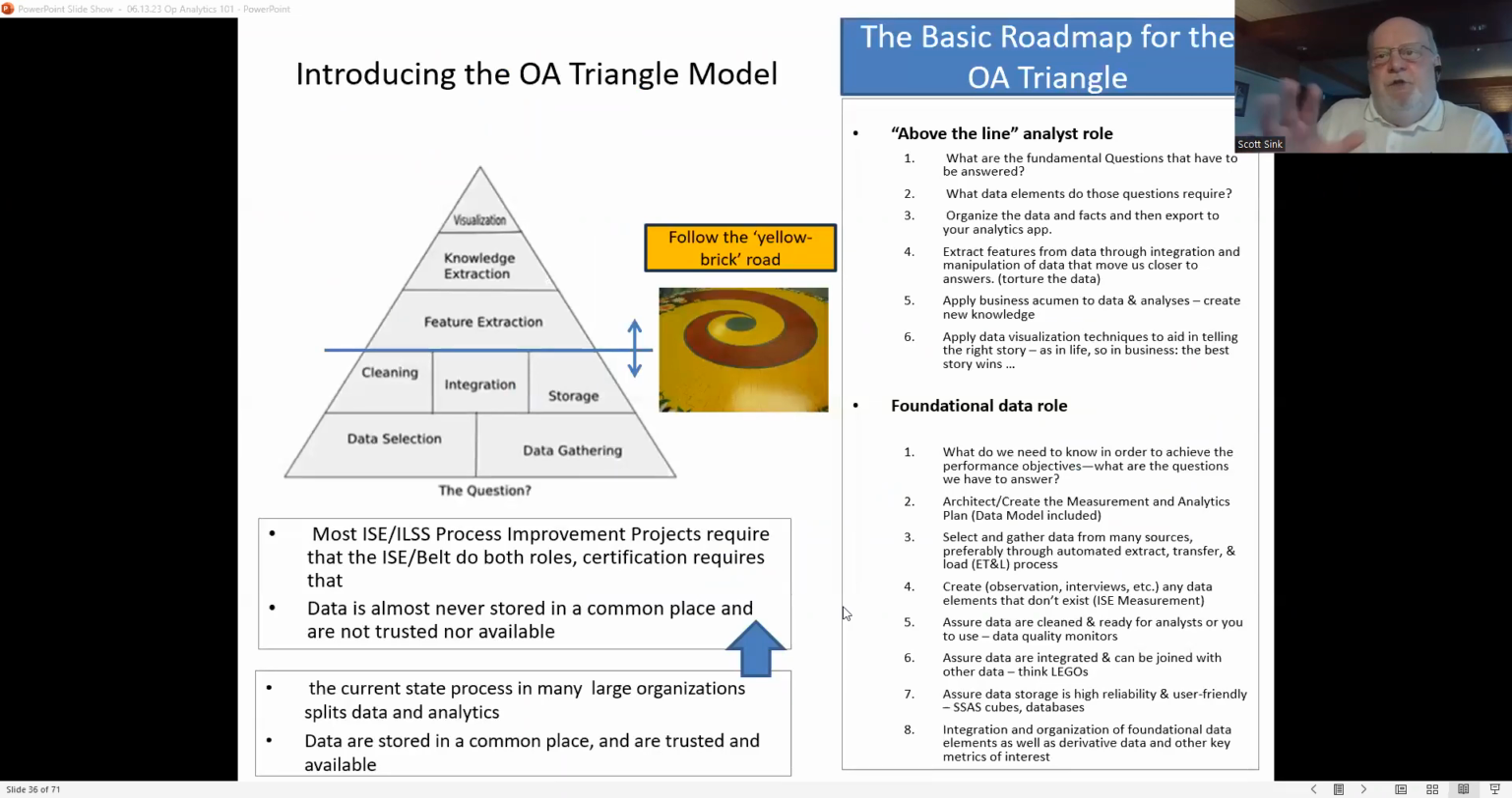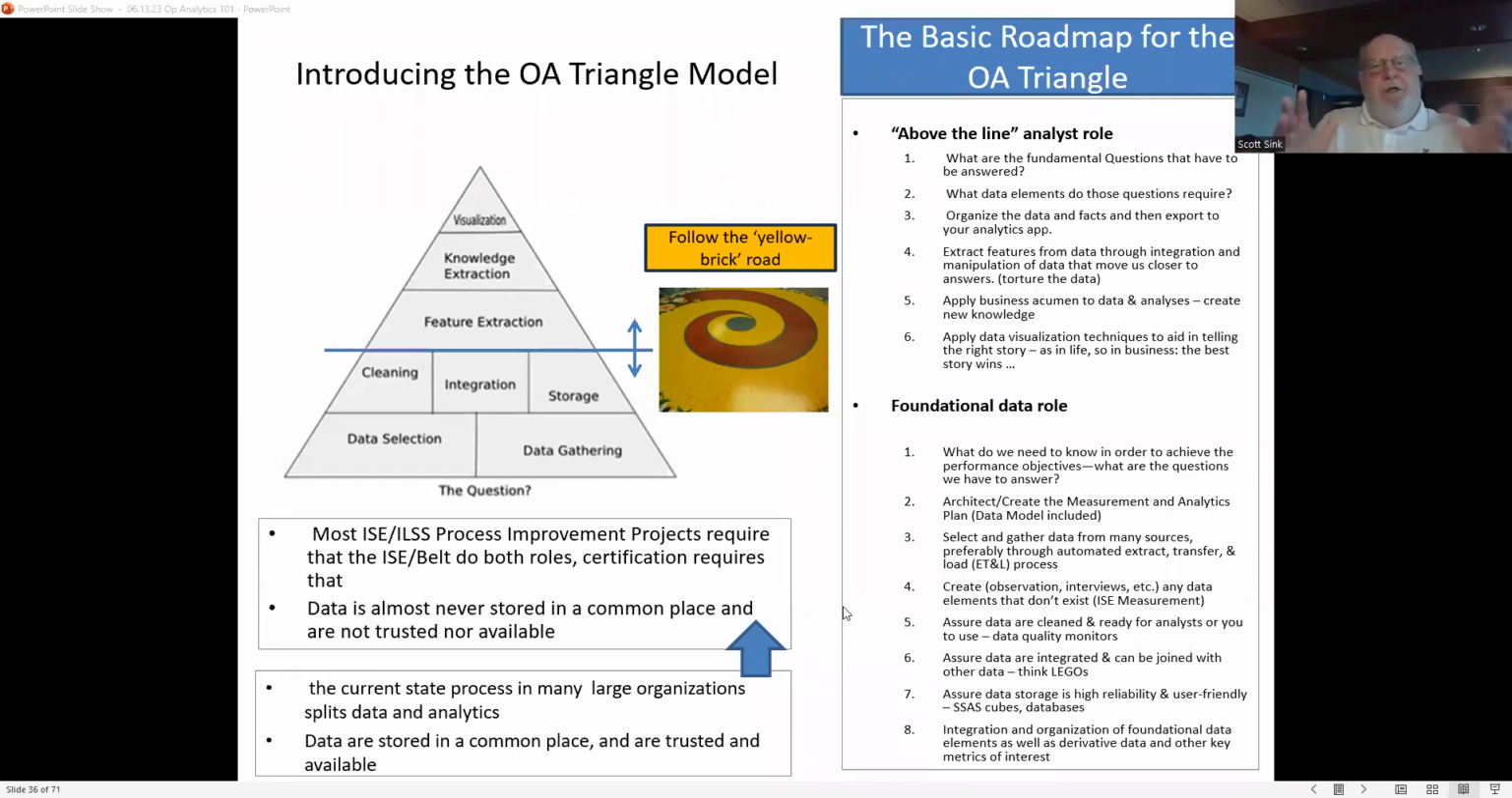So this is what we're going to talk about in 201. This is the operational analytics triangle model, and we're going to talk about the foundational data role. We'll zoom in more on my conversation around getting the right data and building the data model. And then we'll also talk more about the above-the-line role, above that blue line. The analyst role: feature extraction, knowledge extraction, and then ultimately, how do we create better visualizations?